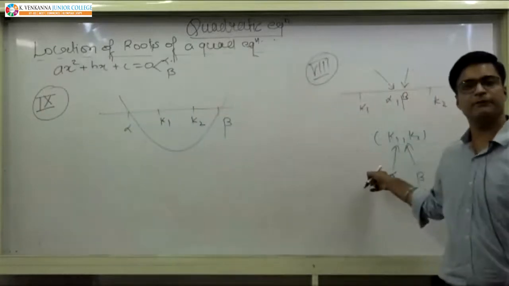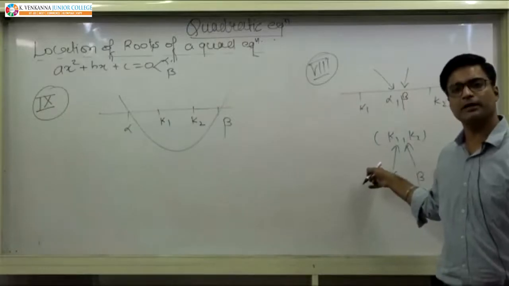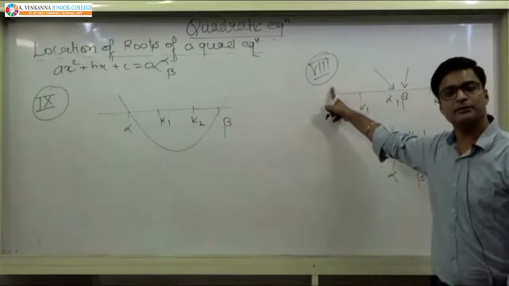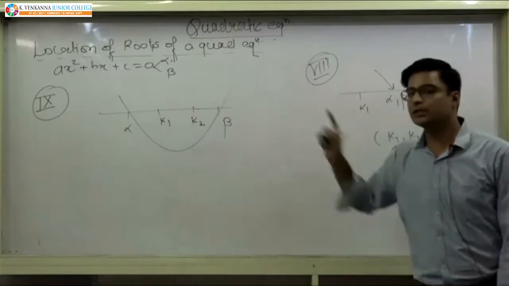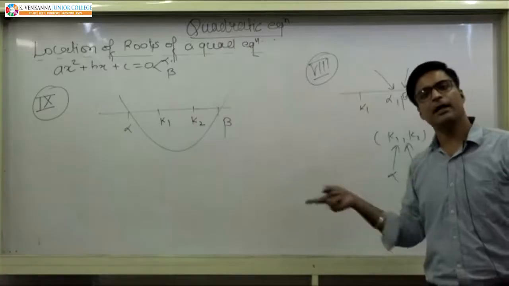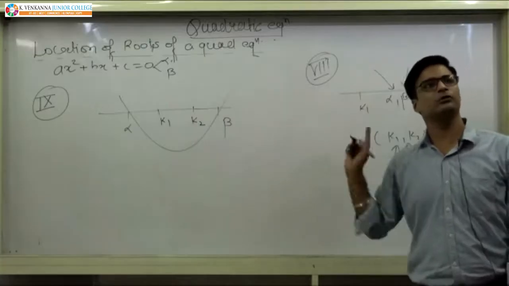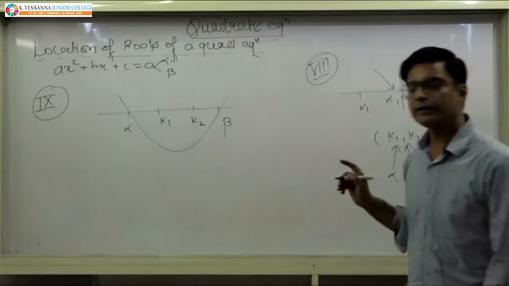First, differentiate between case number 8 and case number 9. Case number 8 says our roots lie in the interval K1, K2. In case number 9, we are saying the interval lies in between the roots.